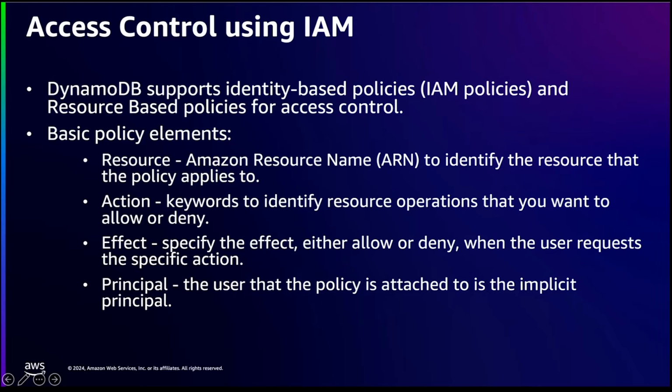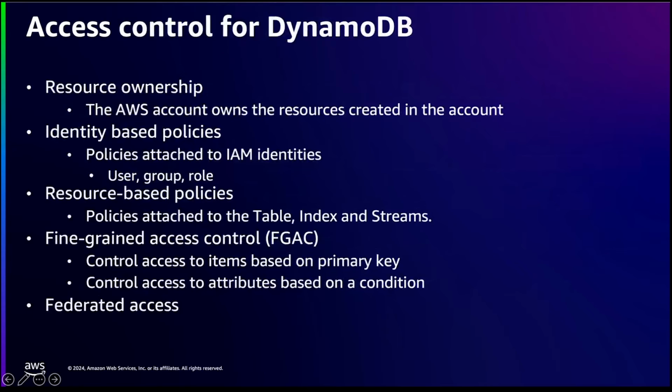The AWS account owns the resource created in that account. With identity-based policies, policies are attached to IAM identities like users, groups, or roles. With resource-based policies, they are attached to the table, index, and DynamoDB streams. In both scenarios, either identity-based policies or resource-based policies, you can apply fine-grained access control. For example, control access to items based on a primary key or based on a condition, which includes the attributes. You can also federate access.